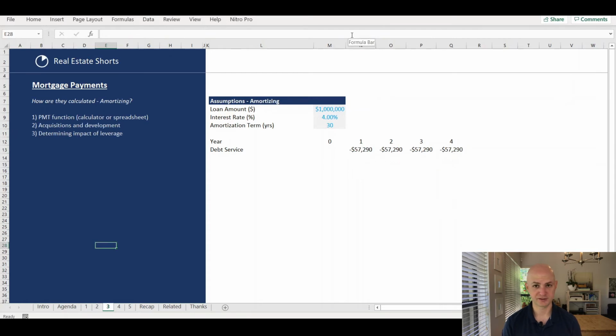Now, this contrasts with an amortizing loan. So if you'll notice, it's the same amount borrowed. It's the same interest rate. The only difference is that now we have 30 years within which we need to pay down that $1 million borrowed. So again, if you'll notice, the annual debt service increased from $40,000 to $57,300 almost. That extra amount paid every interval goes to repay principal, to repay the loan amount borrowed.